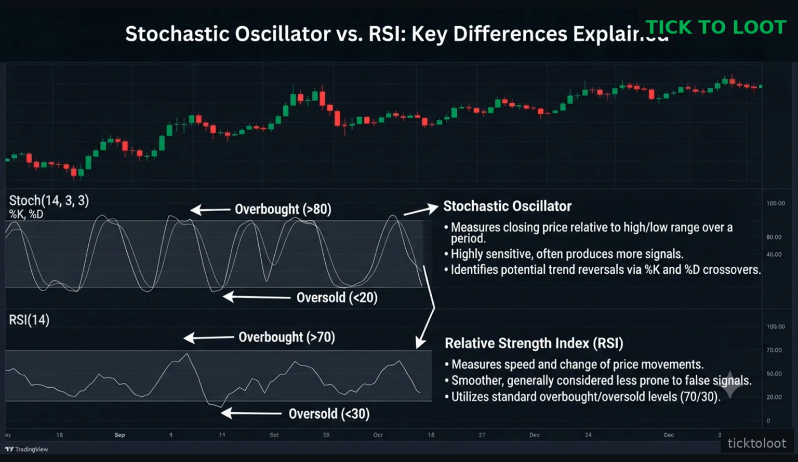Now, let's compare the Stochastic Oscillator with the RSI. While both indicators measure momentum, the Stochastic Oscillator is more sensitive and gives more signals. However, this also means it can produce more false signals. The RSI, on the other hand, is less sensitive but provides more accurate signals. It's like having two different tools in your toolbox, each with its own strengths and weaknesses.